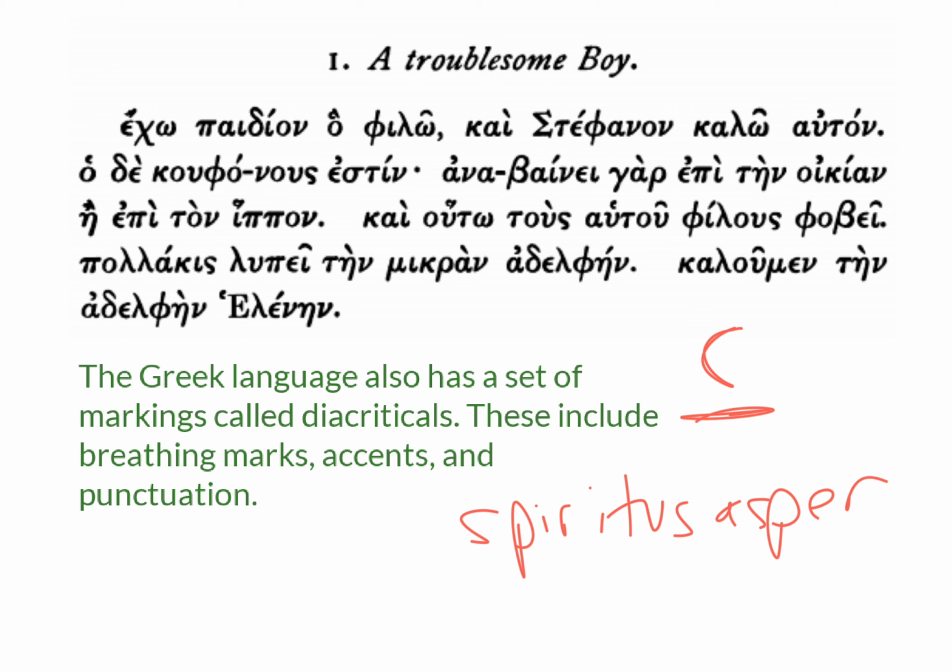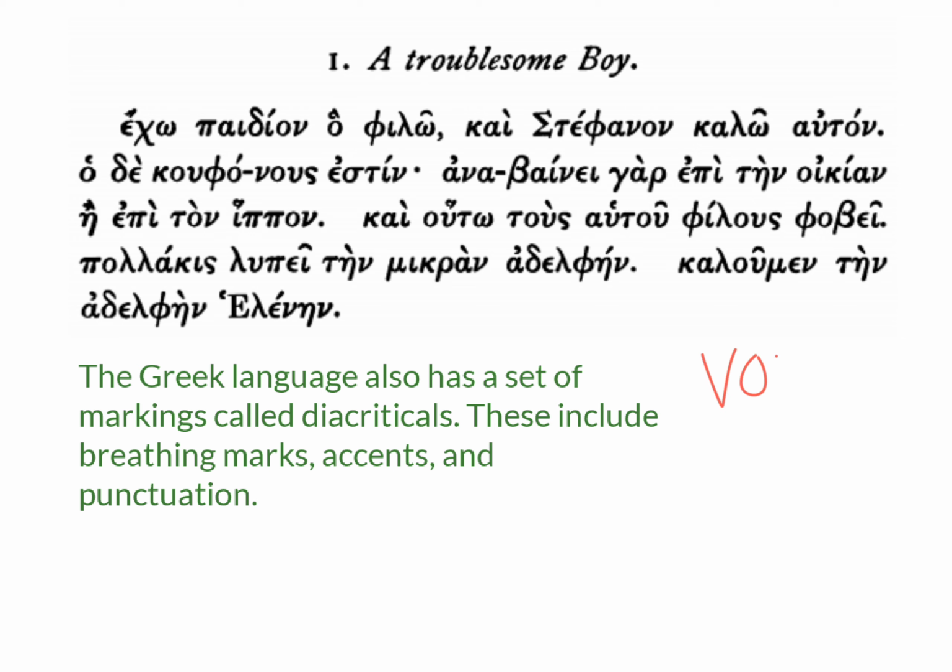Now, if a word begins with a vowel or with a rho, this could be a lowercase rho, a minuscule rho, like so, or it could be a majuscule, an uppercase rho, which is written like this. If the word begins with a vowel or rho, it must have either the smooth breathing, spiritus lenis, or the rough breathing, spiritus asper. Let's look at each word in this passage and find out whether it has a spiritus asper or a spiritus lenis if it begins with a vowel or a rho.